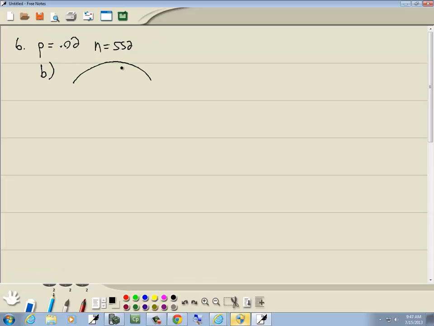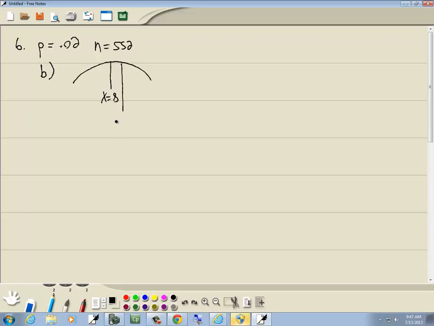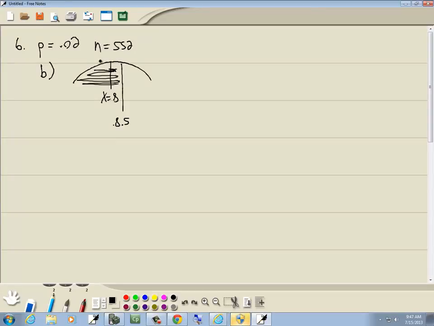8 or fewer. So we got x is equal to 8, and we either add 0.5 or subtract 0.5. 8 or fewer, so we're going to add 0.5. And then we shade that way. Now the general idea on it is if your wording includes a number, then your shading should include a number. See how it says 8 or fewer? So that includes 8. So our shading has to include 8. If I had subtracted 0.5, then it would have been 7.5, and shade to the left, it wouldn't have included that.